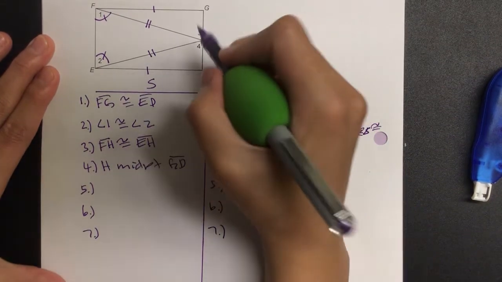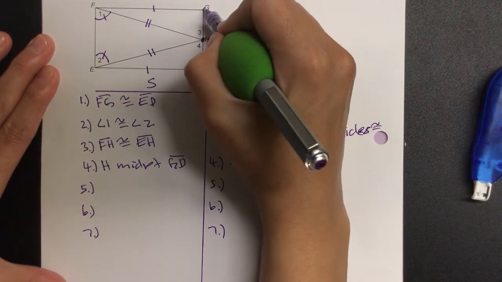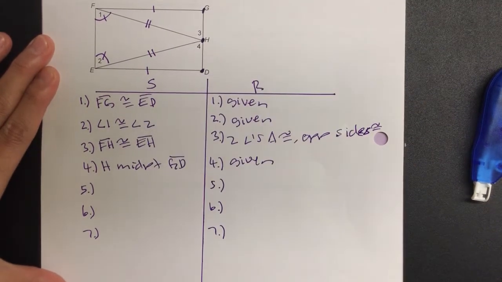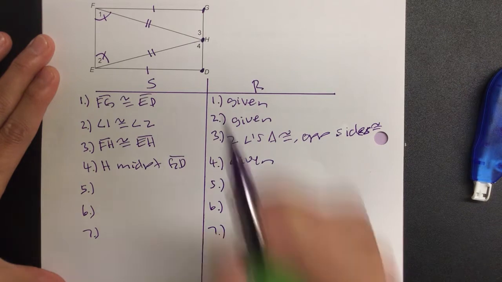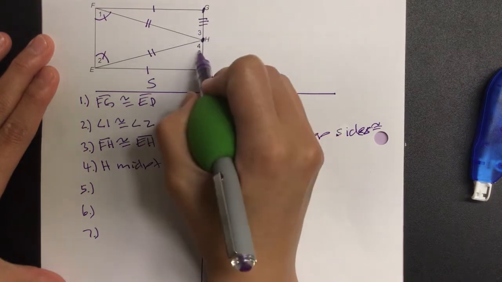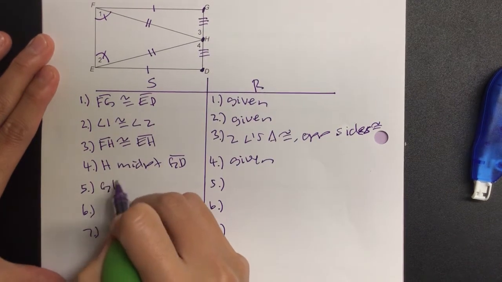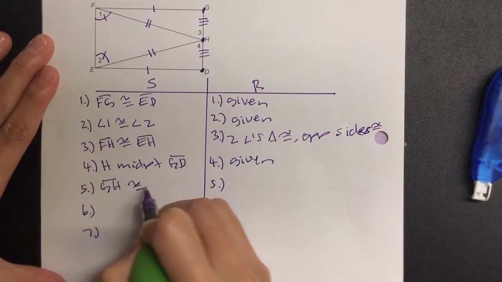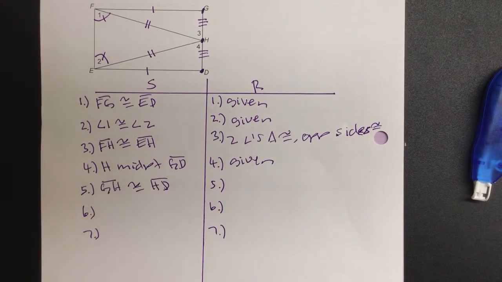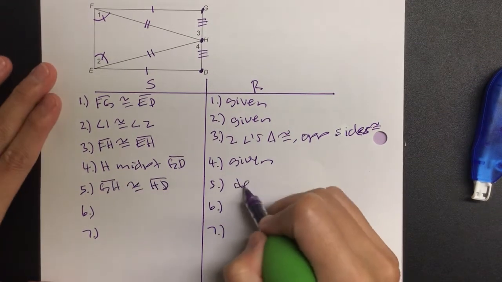So looking at the picture, if H is the midpoint of segment GD, what must be congruent then? GH and HD. GH is congruent to HD. And that's the definition of what? Midpoint.